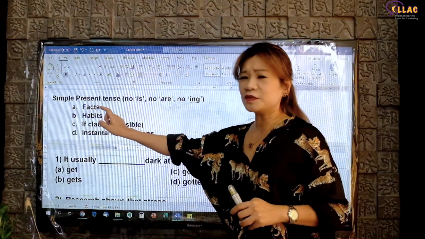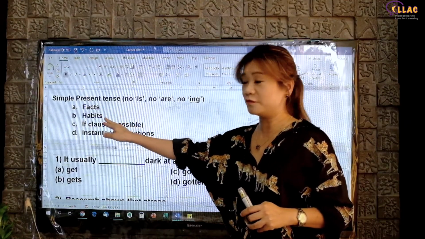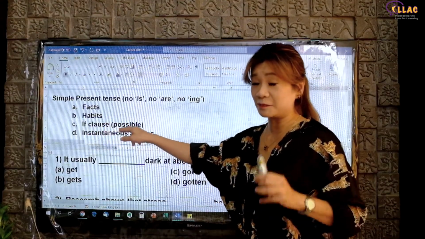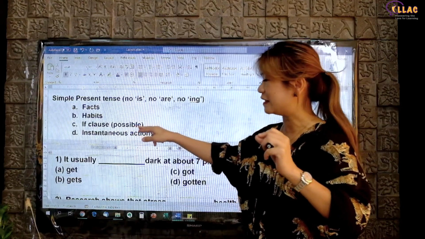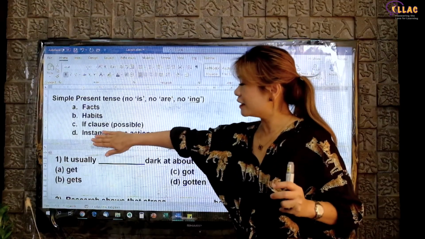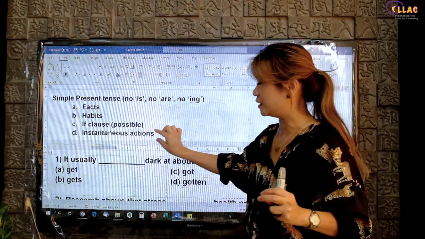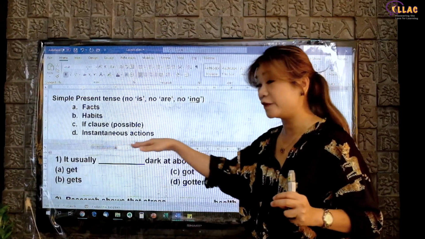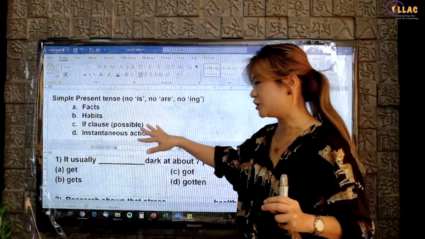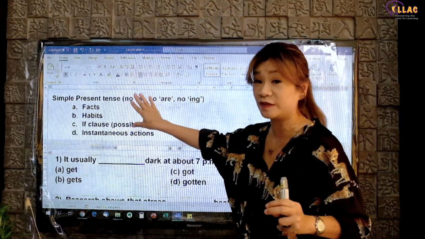Okay, when do you use simple present tense? You use it when you talk about facts, when it is a habitual verb and a habitual action. And it is an if clause, but it is a possible if clause. I'll explain what that means later. And it is used as an instantaneous action. The last one is usually not considered in the grammar MCQ for P1 to P6 because this is quite a difficult question to ask, phrasing way. So it is difficult to phrase this one and test you in the 4 options. So usually the last one is not tested. It's usually tested on the first 3.